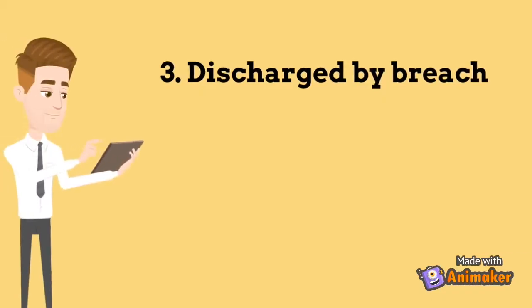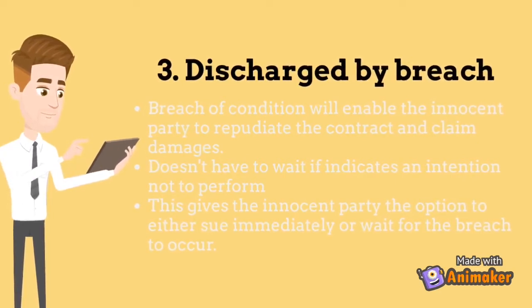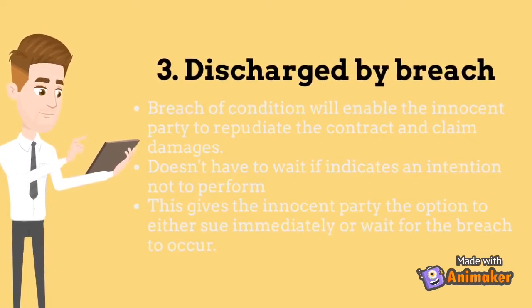Next, discharge by breach. Breach of condition will enable the innocent party the right to repudiate the contract and claim damages. The innocent party doesn't have to wait for the breach of the contract if the other party already indicates their intention to not perform their contractual obligations. This gives the innocent party the option to sue immediately or continue with the contract and wait for the breach to occur before bringing an action.